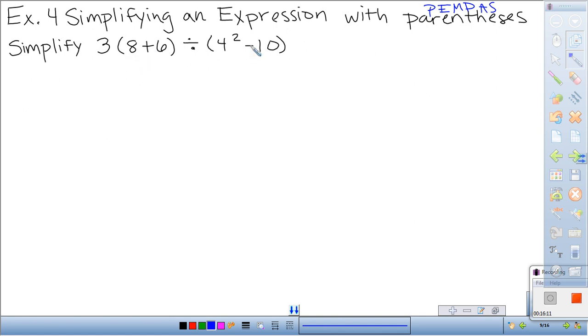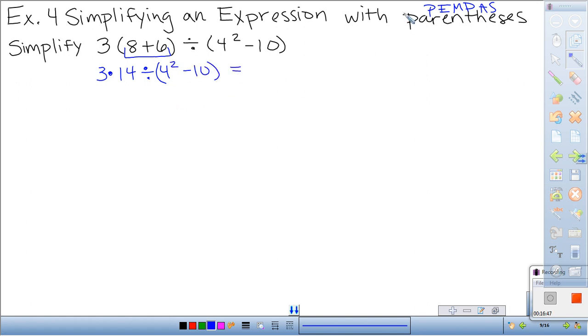No. We can start with either one, but personally I like to go in order left to right, so I'm going to start here with 8 plus 6. What am I doing with this 3? Well, I said it earlier, 3 times the quantity 8 plus 6, so this is still 3 times 8 plus 6, and 8 plus 6 is 14, and leave the rest alone. Divided by the quantity, 4 squared minus 10.